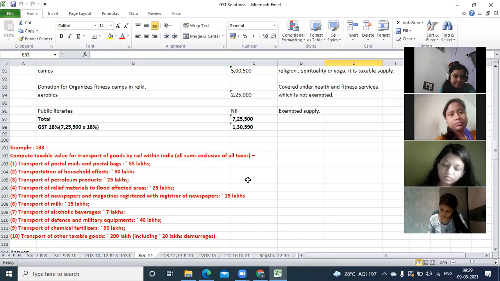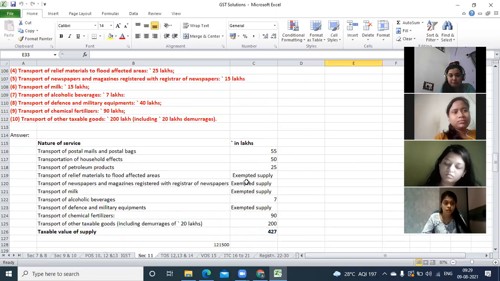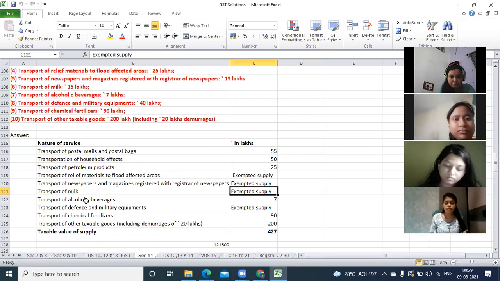So till tomorrow we will be having discussion, and on Friday or Saturday we'll be having assignments. So look, whichever relief material there was, they were exempted. Newspaper was exempted, milk was exempted. Okay, military equipment was exempted. Just now you have seen.